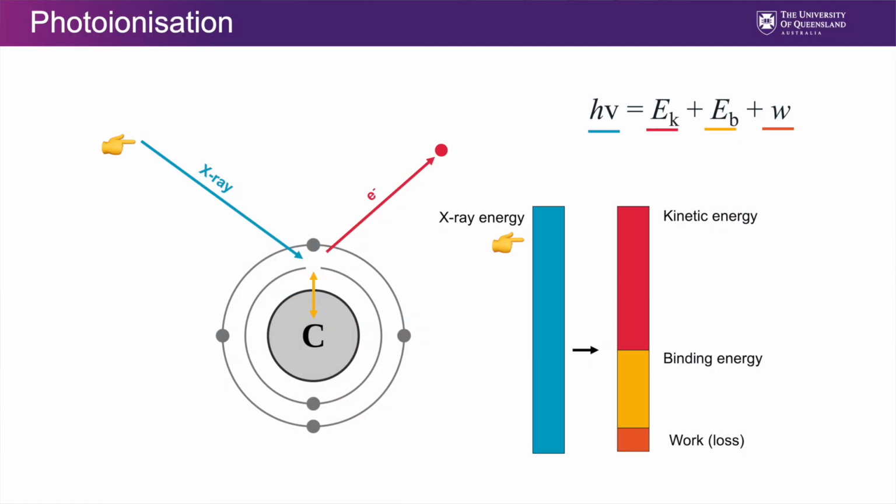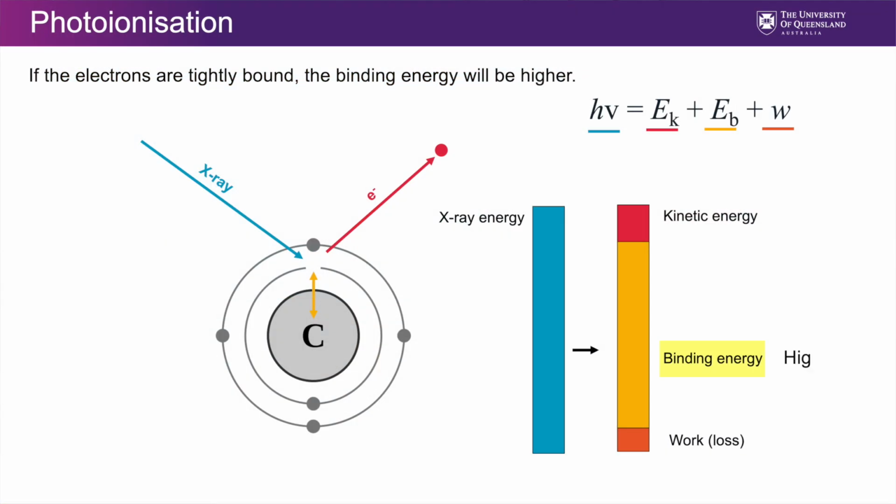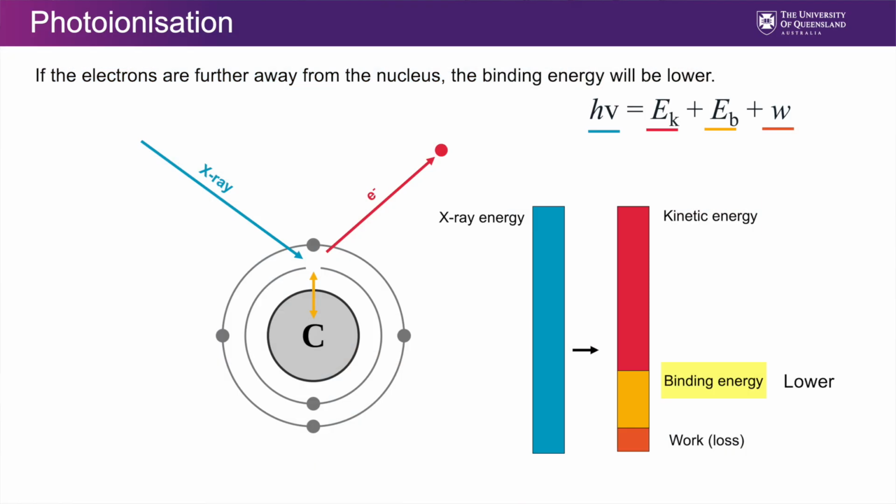Sometimes it's just easier to see that pictorially. We've got this blue amount here, which is the energy that goes in, and completely that would equal the work function, the very small amount, and the binding energy and the kinetic energy. If the electrons are very tightly bound, the binding energy will be higher because we will require much more energy to remove the electrons, and therefore the kinetic energy that we get off will be lower. Conversely, if the electrons are further away from the nucleus, the binding energy will be lower, and therefore their associated kinetic energy would be much higher.